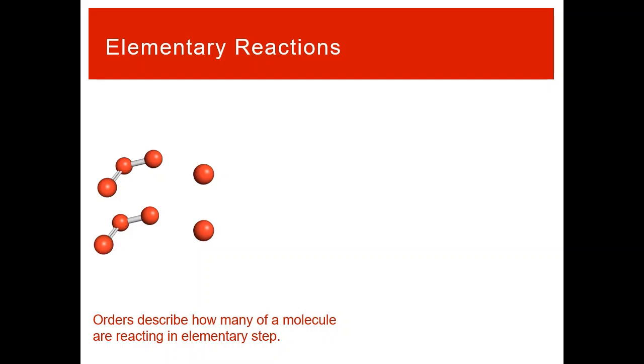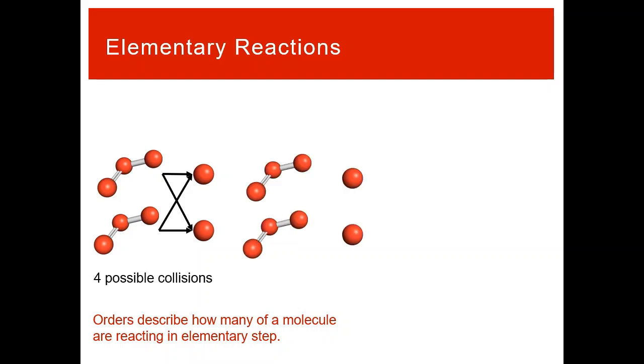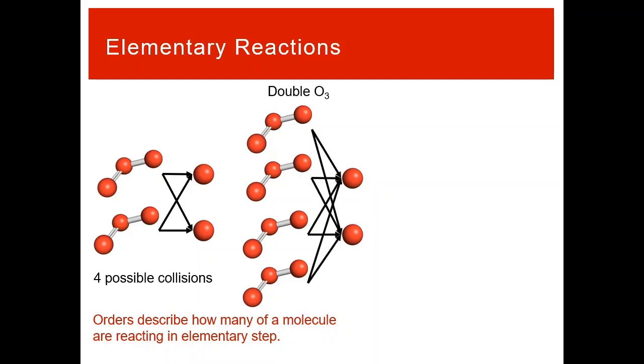So if we use this ozone and O atom reaction, the rate is going to be based on the number of collisions. Basically there's two O3 molecules, two O atoms, so that gives me a total number of collisions. If I increase one of my reactants, say I double the amount of O3 that's present, now I would have double the number of collisions, right? If I increase the number of collisions, that leads to the reaction going twice as fast.